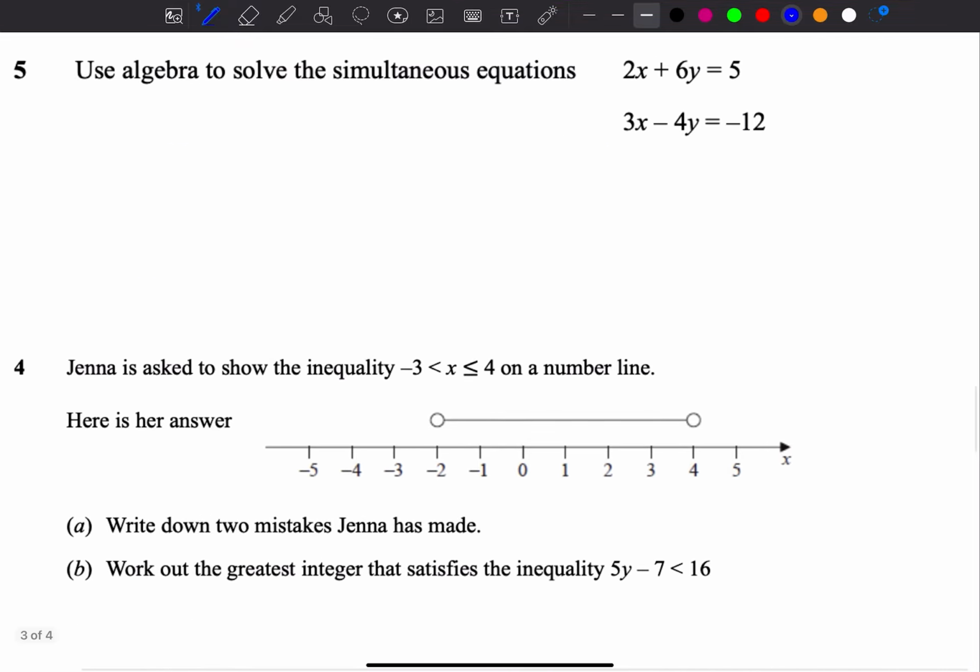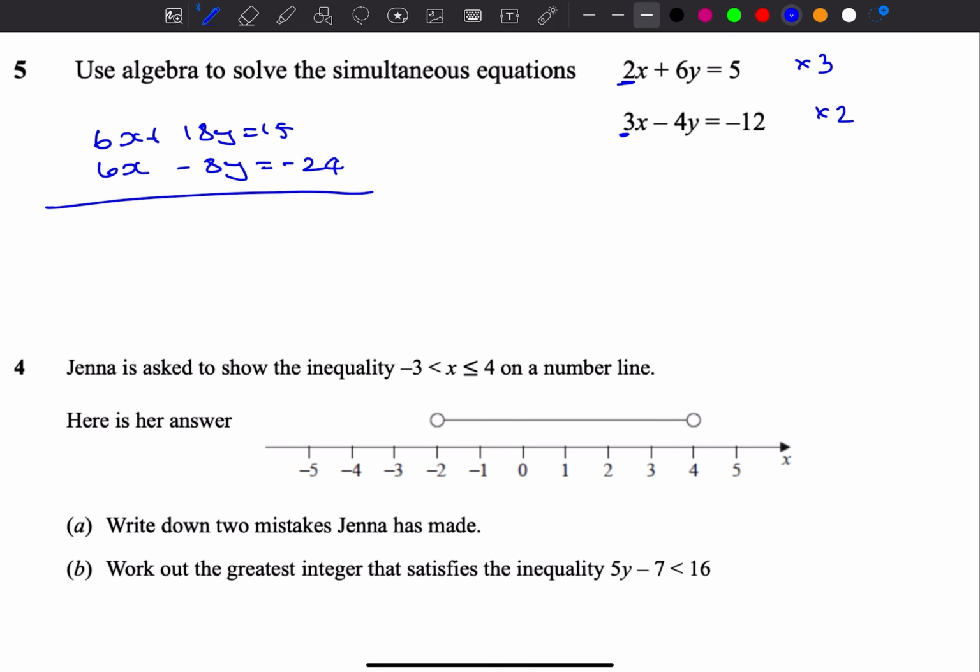Next one. 2, 3, times it by 3, times it by 2. 6x plus 18y equals 15. 6x minus 8y equals minus 24. You're trying to make the x the same and then take it out on that one, okay? Just make sure your multiplications are fine, always. It seems fine, I think.